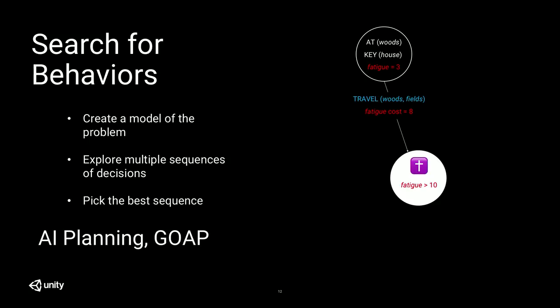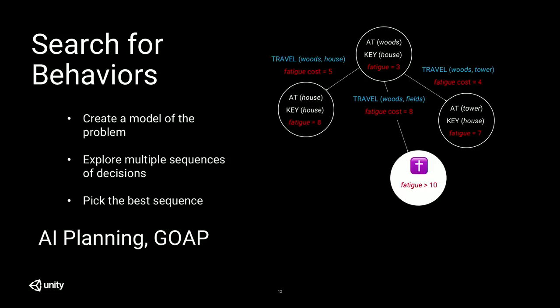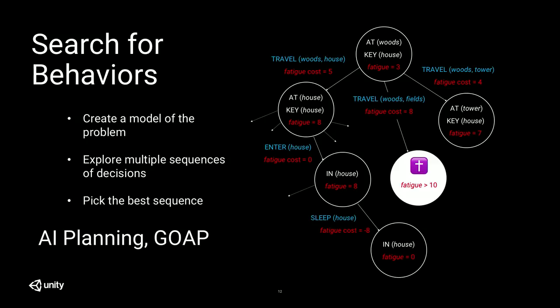So we must consider the alternate actions that he could take. Maybe he will travel to a tower that is closer to the woods than the fields, or to a house. And from there, we can consider what he would do next. He may enter the house, which consumes the key, because it's a game and it's one-time use. But once he's in the house, he may sleep, and this can reset his fatigue to 0, at which point he may finally have enough fatigue budget to travel to the fields, which was the original goal. So this is how search looks at the behavioral level, not just at the navigation level.